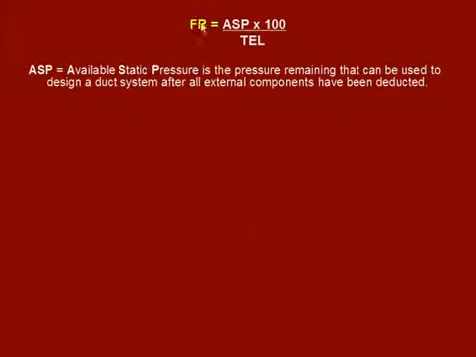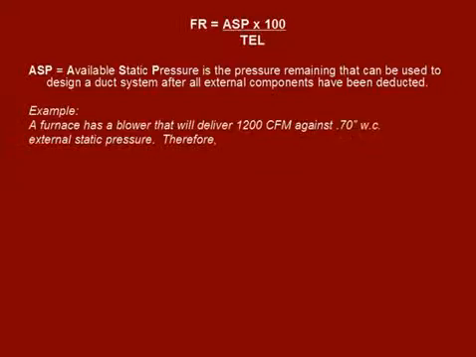The friction rate we're going to enter a duct calculator with is equal to the available static pressure times 100, because it's per 100 feet of duct, divided by the total equivalent length. What's available static pressure? Available static pressure is the pressure remaining that can be used to design a duct system after all external components have been deducted. Example, a furnace has a blower that will deliver 1200 CFM against 0.7 inches of water column external static pressure. You've seen that on the blower performance chart.